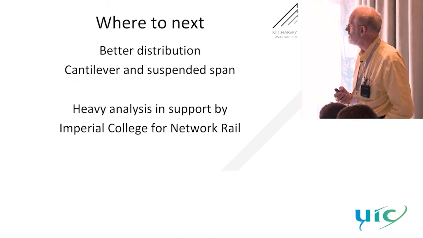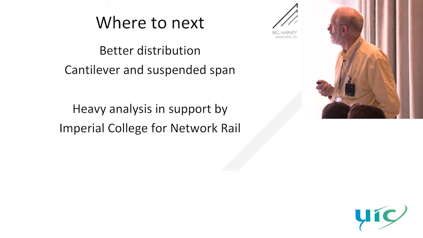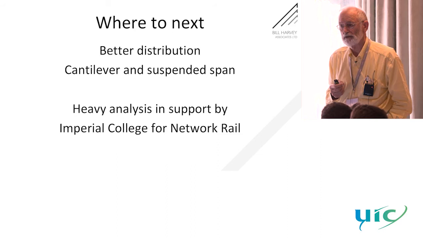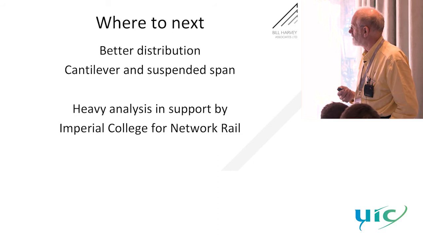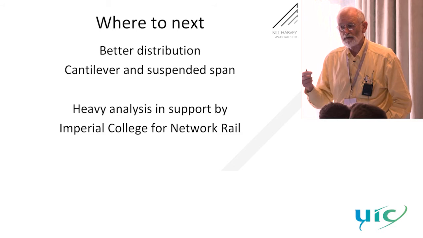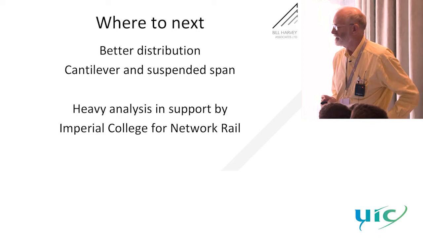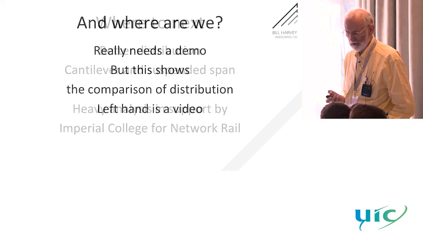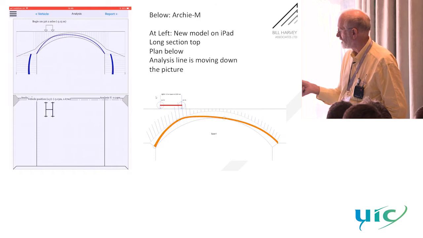Where are we going next? We're looking to produce some better distribution. We're looking at a cantilever and suspended span model for viaducts on the basis of the stuff I was talking about this morning. There's some heavy analysis going on by Imperial College. We're hoping over the next year or two to do some physical measurement of behaviour to go in with that analysis and produce something which becomes defensible. Okay? Yeah? And where are we now? It really needs a demo, but we have to do it this way.